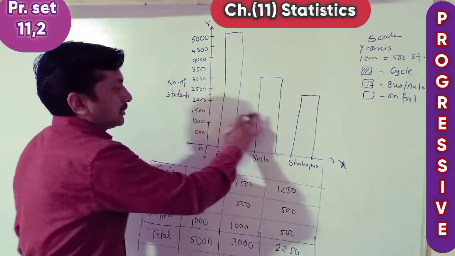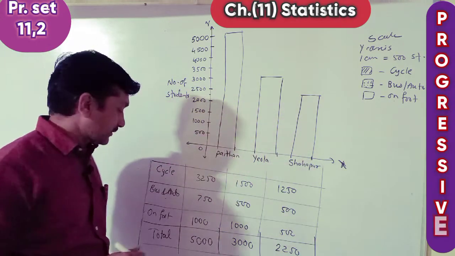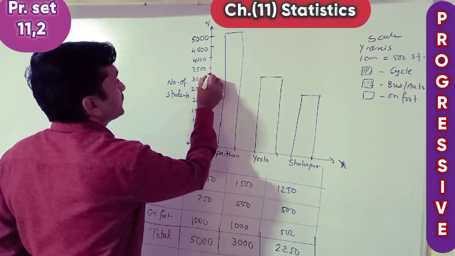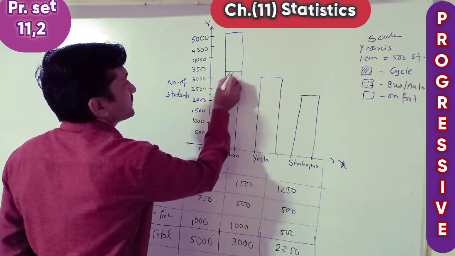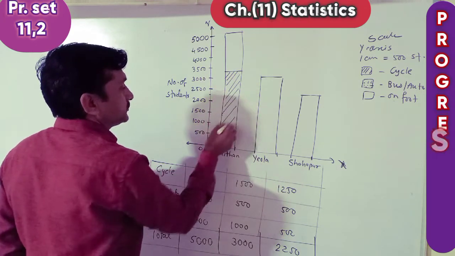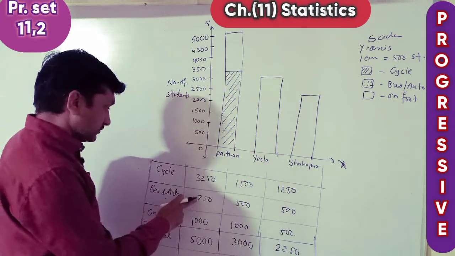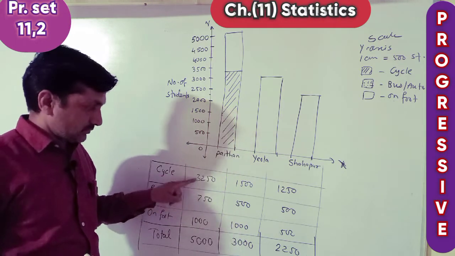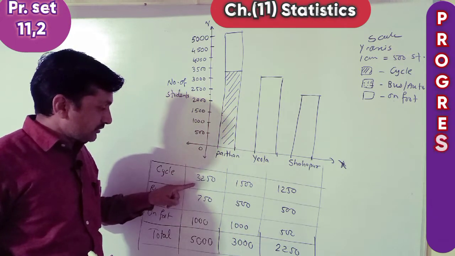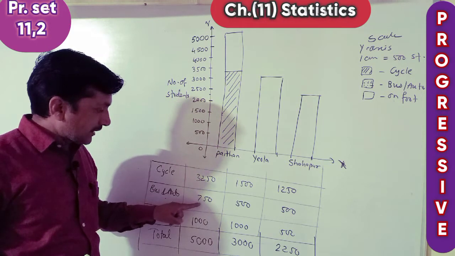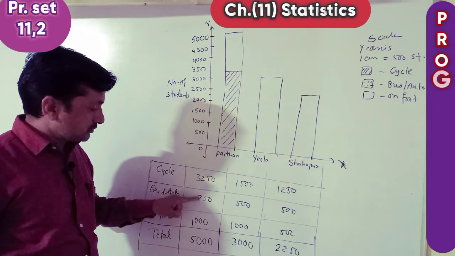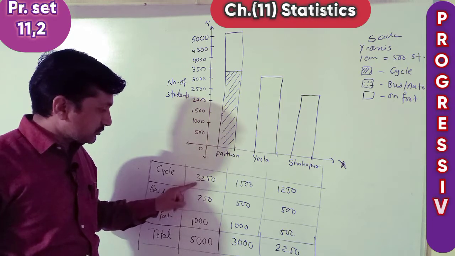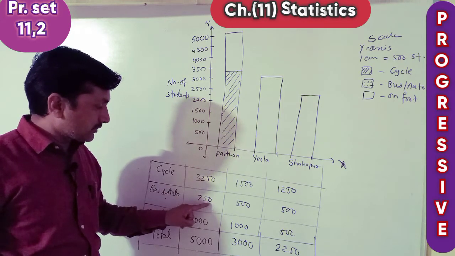Now totals are drawn. These are rectangles of total height. Cycle 3,250, 3,250 here. Okay, and this is by cycle. Now here 750. Now how to show 750? Then add these two. How much will it be? 3,800. 3,800. See, addition of these two. 3,900. Sorry, 3,900 and this 100 means 4,000.